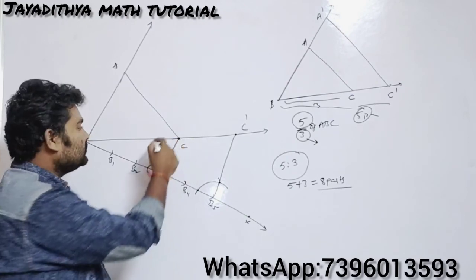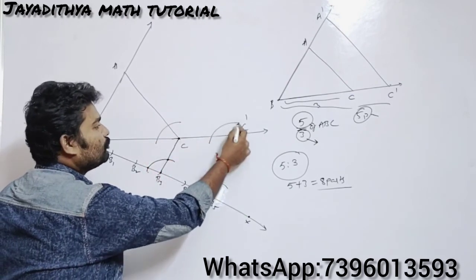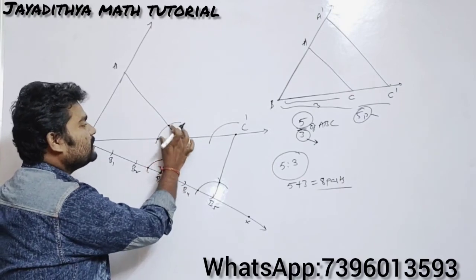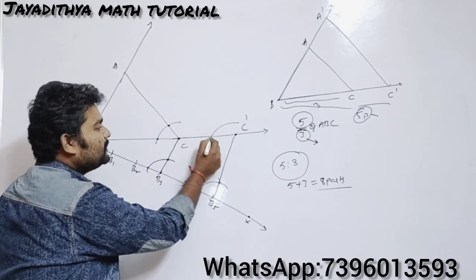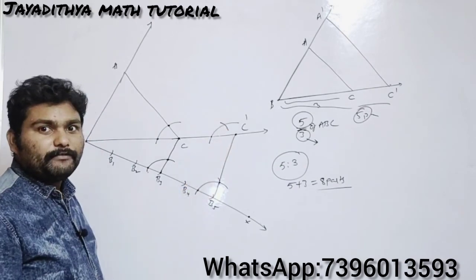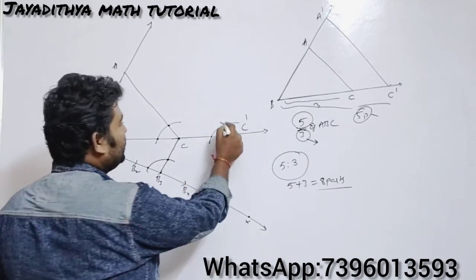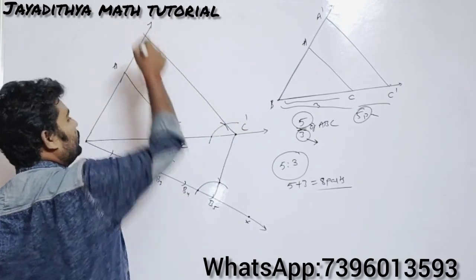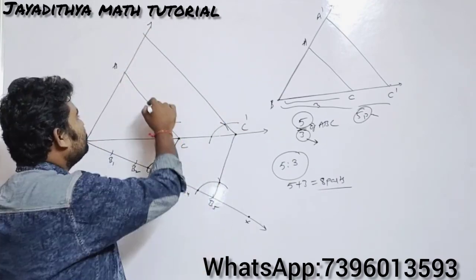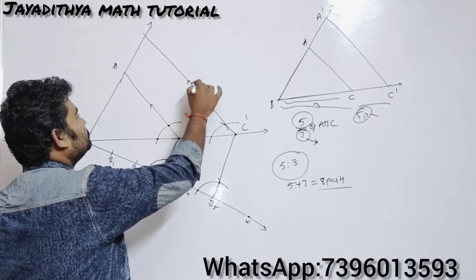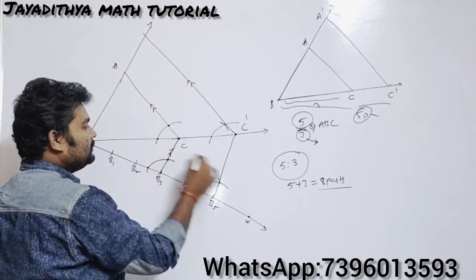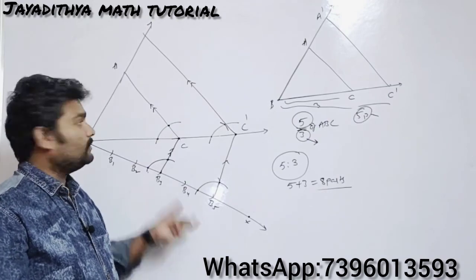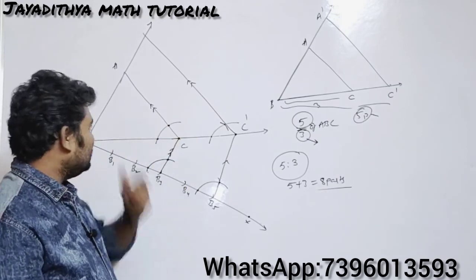Take some radius and draw an arc from this as center. After this, measure this part with the compass and from this point you cut it with the same radius. After cutting, you will have a point here. Then simply join these 2 points and draw a line. So if you observe, these 2 lines will be parallel and these 2 lines will be parallel.